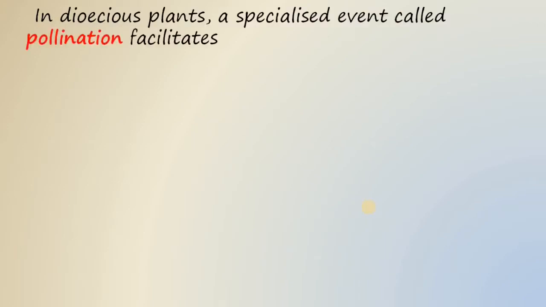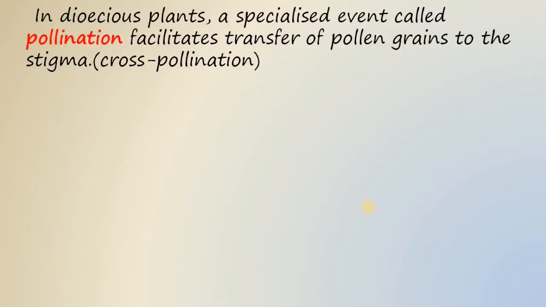So in dioecious plants, a specialized event called pollination facilitates transfer of pollen grains to the stigma. So what happens in dioecious plants, where the male and the female parts are not in the same plant, okay? So if the male and the female parts are not in the same plant, they will be pretty far away. So at that time the pollen grains still have to be transferred somehow. That process by which it is transferred is known as pollination, okay, and it's also known as cross-pollination. There it was self-fertilization, here it's called cross-pollination. So pollination basically is facilitated by some insects. They carry this, you will learn further on.